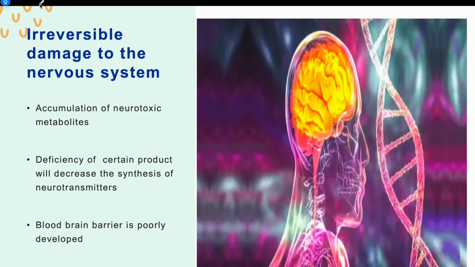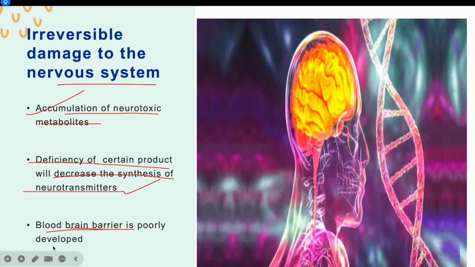Irreversible damage to the nervous system can be due to accumulation of neurotoxic metabolites, or deficiency of certain products will decrease the synthesis of neurotransmitters in the brain and the spinal cord. In these patients, the blood-brain barrier is also poorly developed.